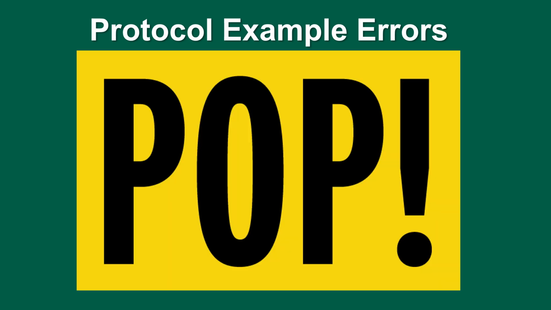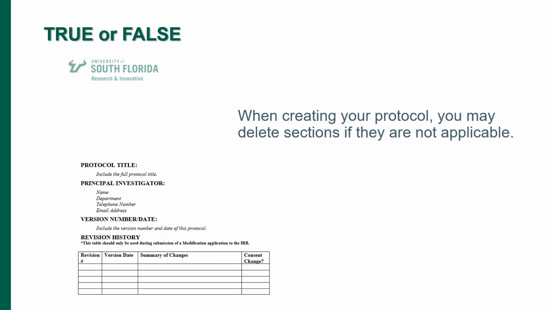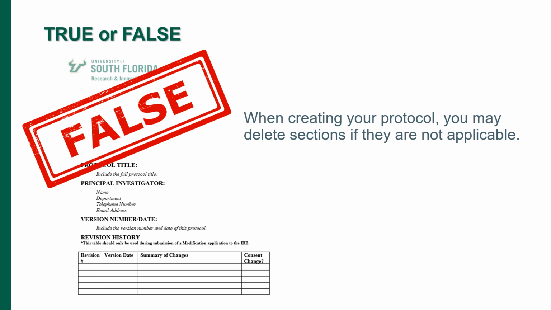All right, let's be sure everyone is on the train. Let's test your knowledge. I know everyone just got hives just now. No! It's super simple, I promise. Okay, when creating your protocol, you may delete sections if they are not applicable, true or false. Okay, this is false. You should not remove or add sections to the final protocol. If a section is not applicable, you can simply add in N/A.